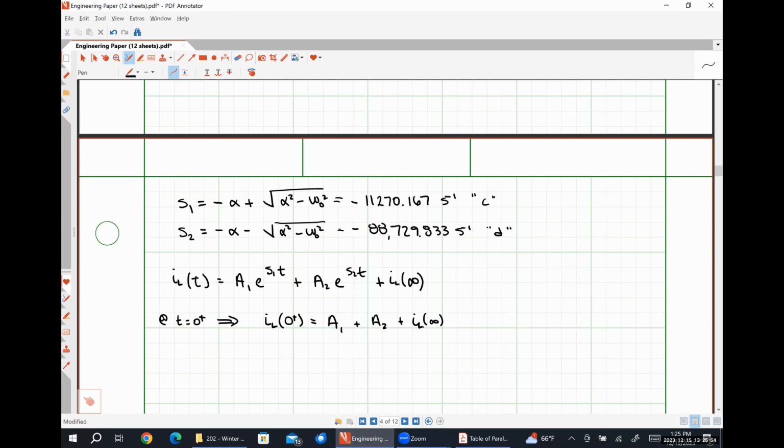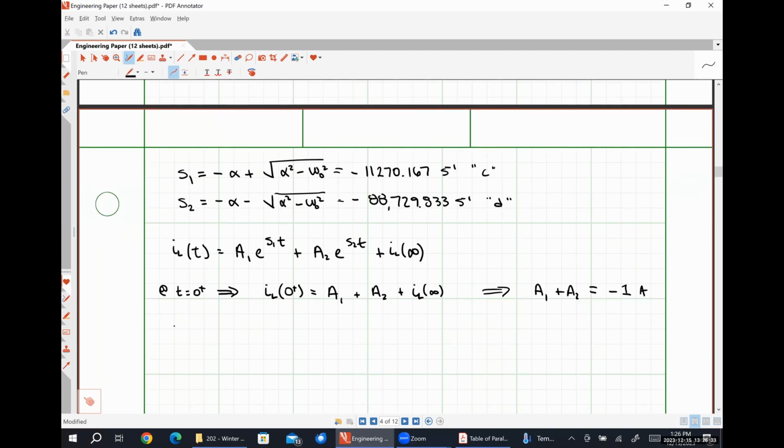All right, so what was IL at 0 plus? 0, okay. What was IL at infinity? Positive 1, okay? So that means we're going to have the equation A1 plus A2 is equal to -1/8. Everybody okay? All right.